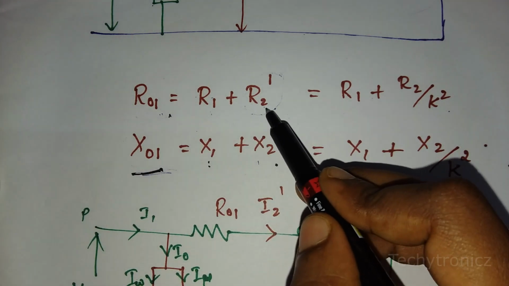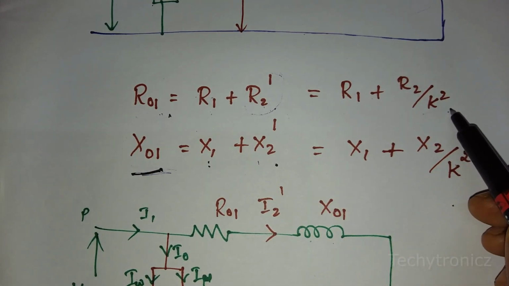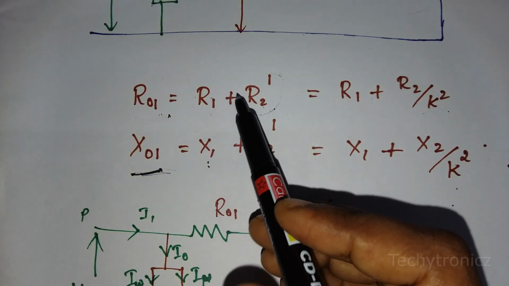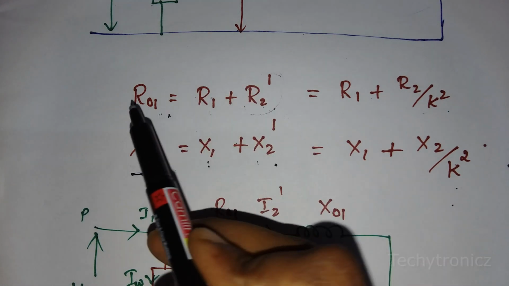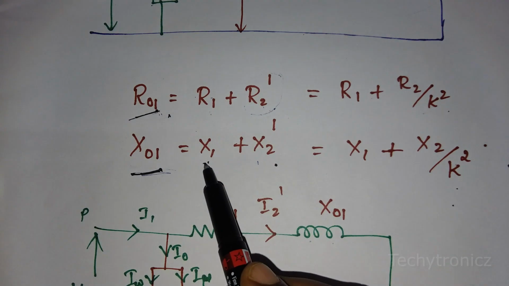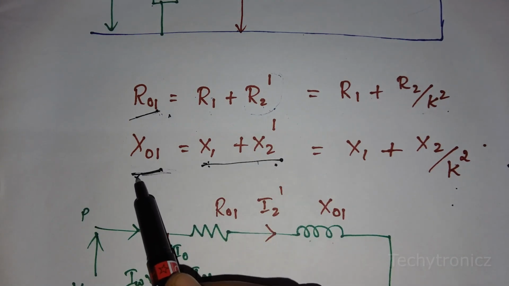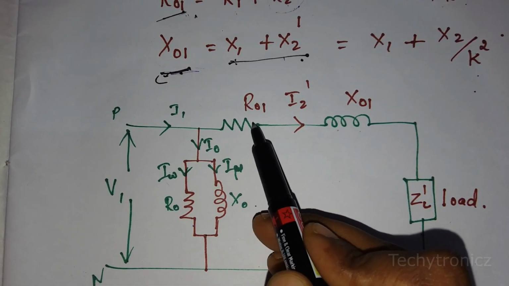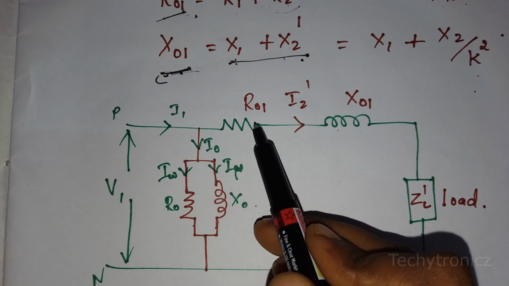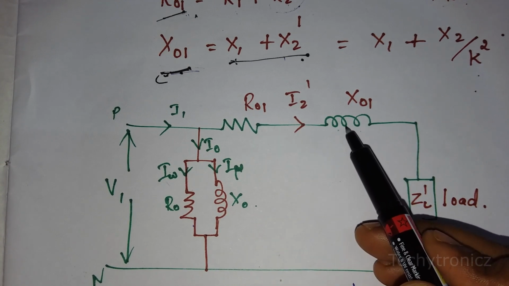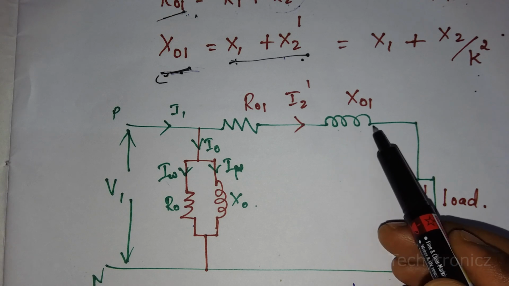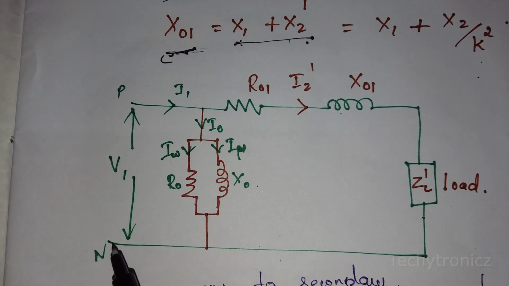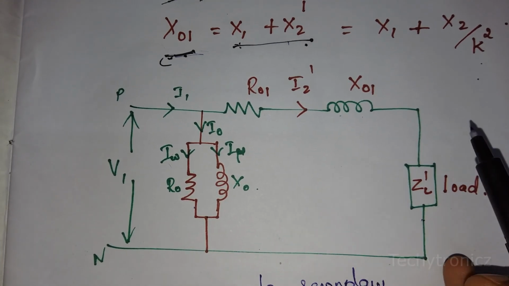What is R2 dash here? R2 divided by K square, as we have seen earlier, and X2 dash is X2 divided by K square. So now, instead of R1 and R2 dash we can use one resistance, R01, and instead of X1 and X2 dash we can use the reactance X01. I have replaced them here: R1 and R2 dash together are called R01, and X1 and X2 dash together are called X01. Now I have drawn the simplified equivalent circuit by transferring the components from the secondary side to the primary side.